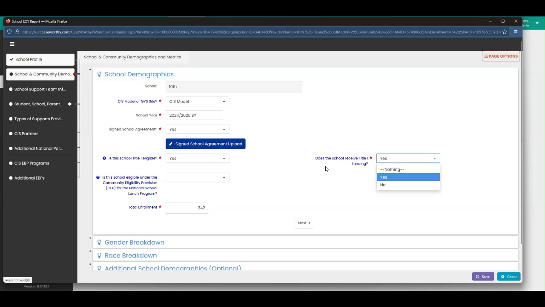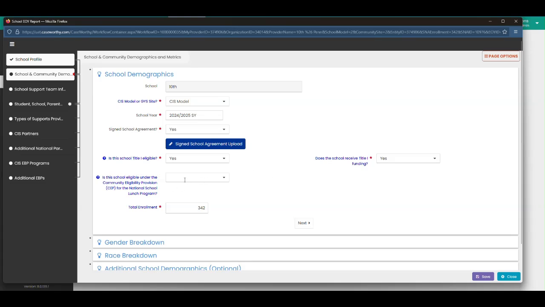Does the school receive Title I funding? Yes or no. Is the school Title I eligible? Just because you're eligible for Title I doesn't mean that they take the funding. And there's also different types of Title I funding. So it may be just a couple of conversations to confirm that. But please do double check if you have any questions on your Title I status.